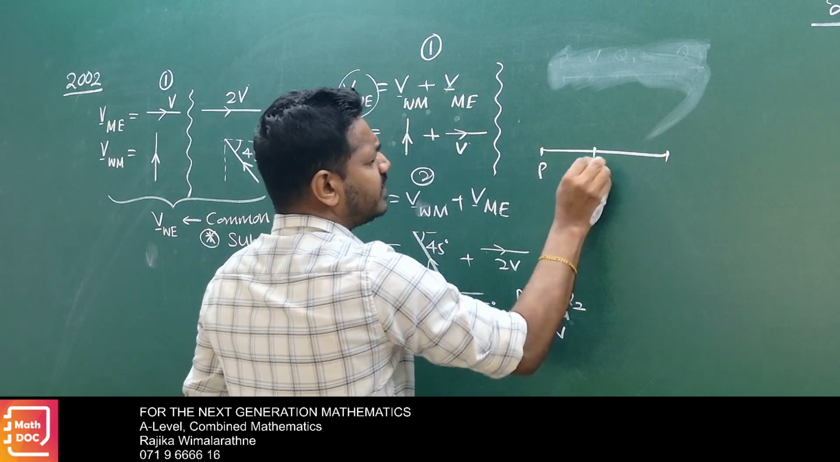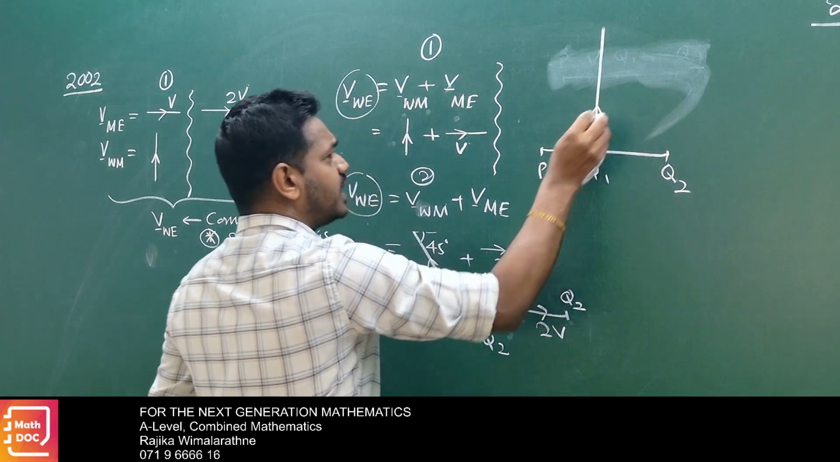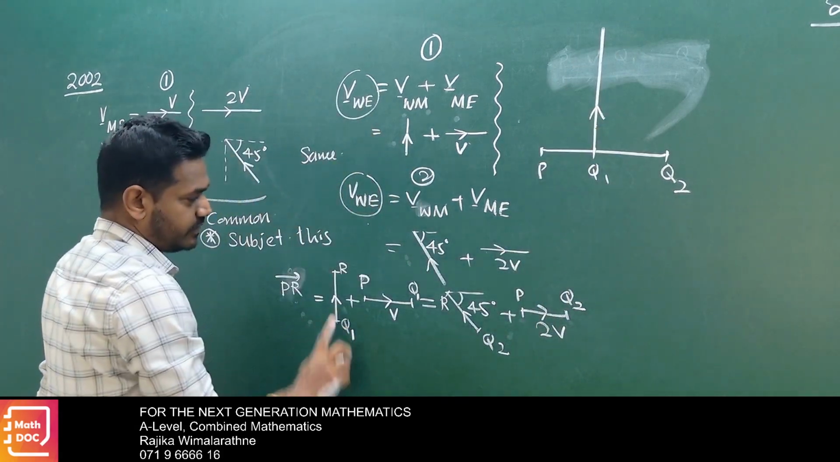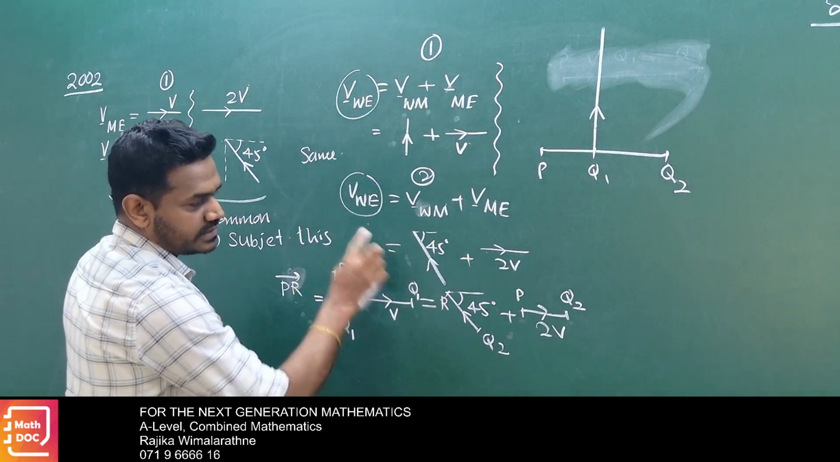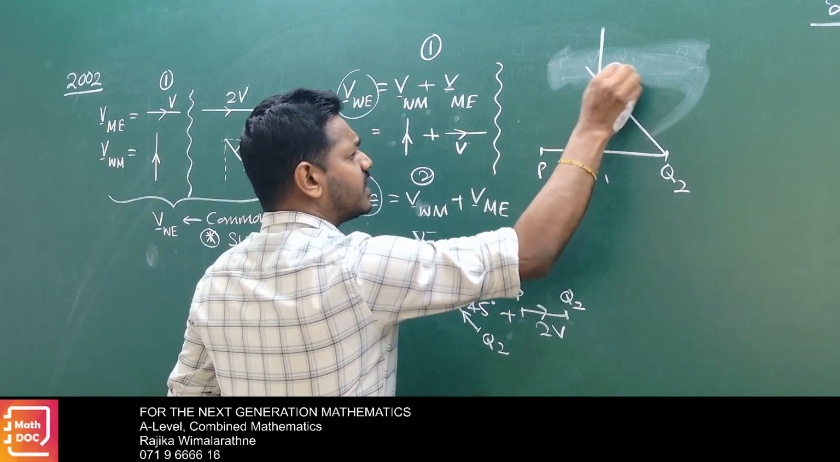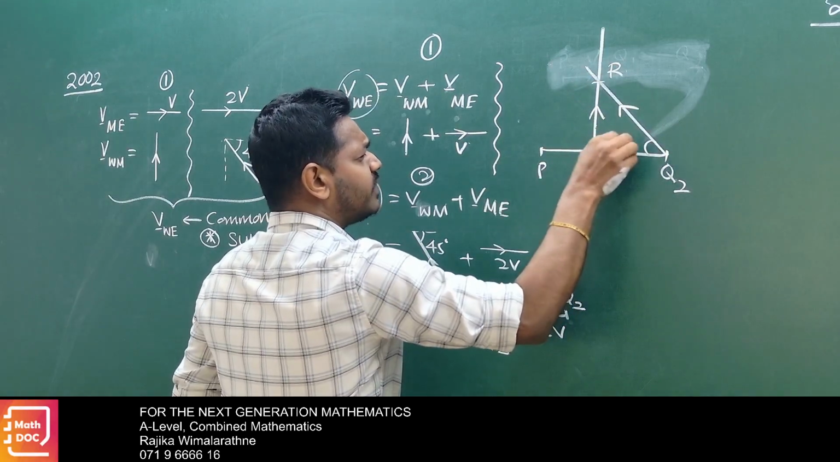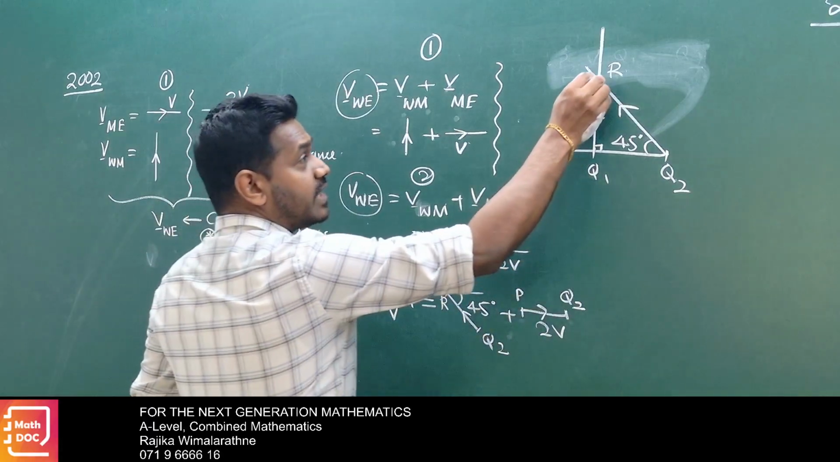Here P, Q1, Q2. Then Q1R goes like this. We don't know the magnitude, but the Q1R direction is known. Then the Q2R direction is again known. Here R, at 45 degrees. Then this will be the R point, no?